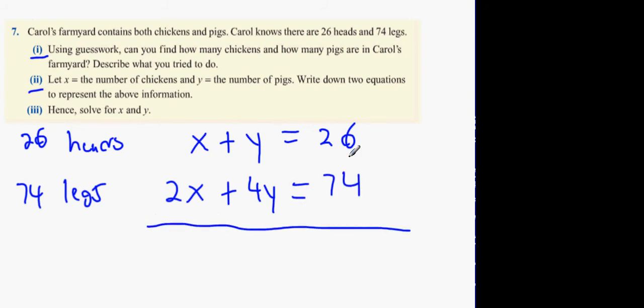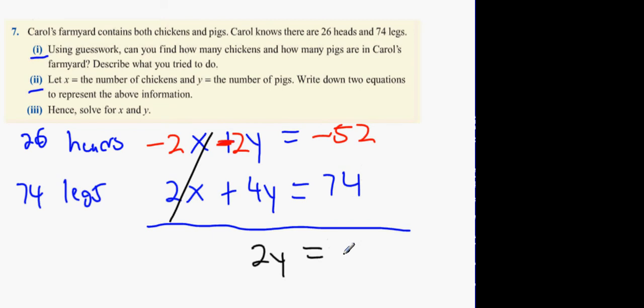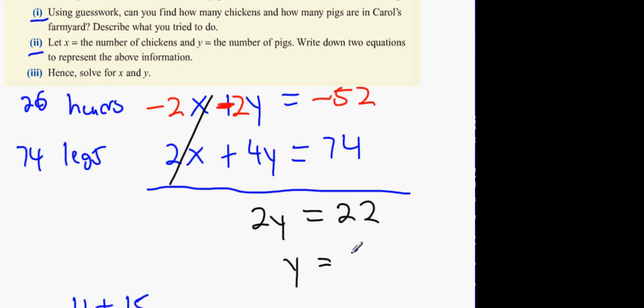What I'd like to do next is I'd like to change this into minus 2y, and the third one to minus 52. And when that's minus 52, what's going to happen is we're going to get minus 2y plus 4y, 2y, 74 minus 52, 22. Y therefore equals 11. As we discussed before, 11 pigs, and there is 26 animals in total. That means X equals 15. There's 15 chickens.